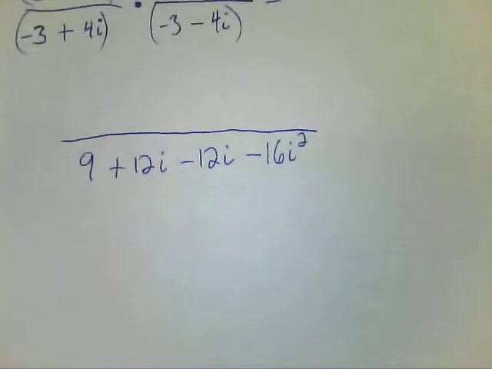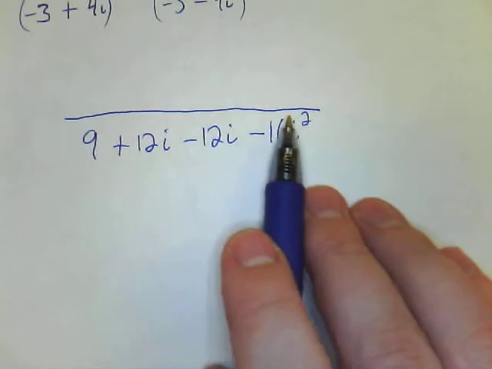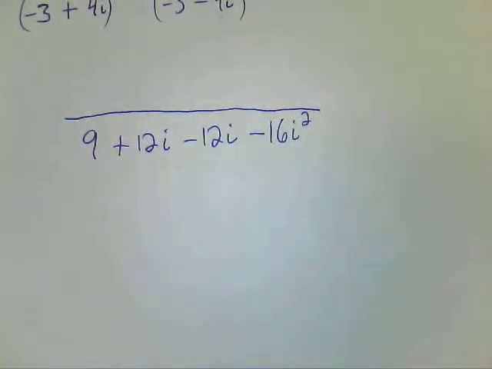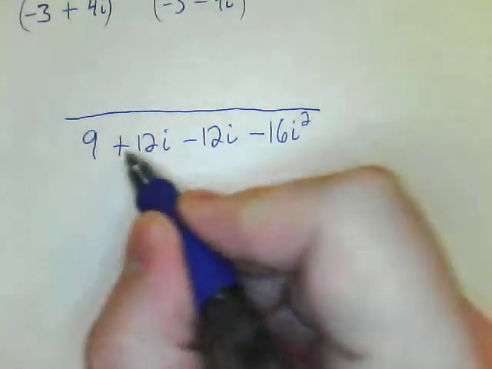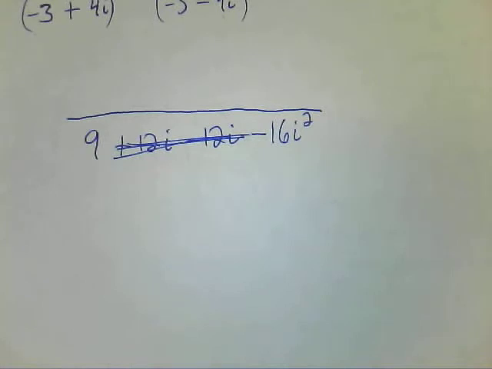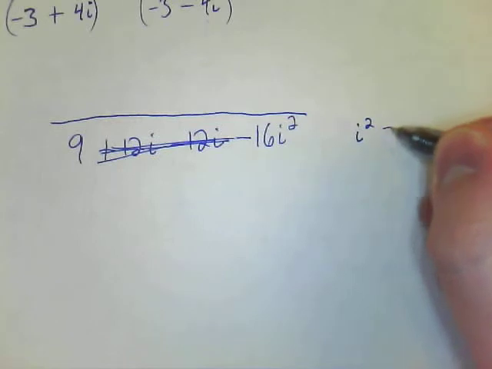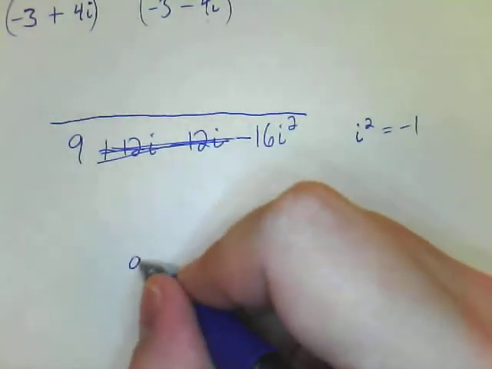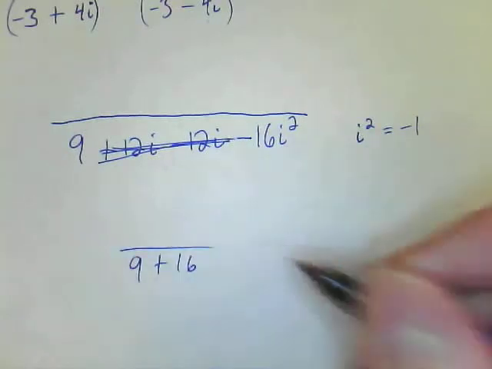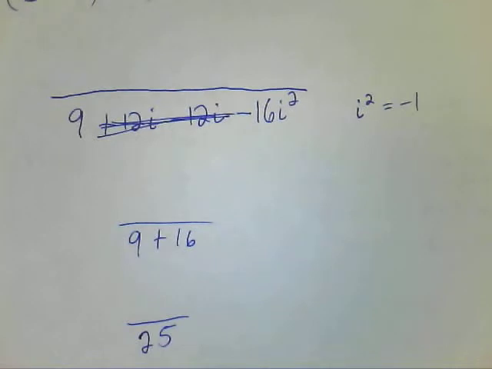Let's simplify this a little bit further. So 9, and there looks at this point like there's no other like terms here, but there actually is. We'll get to that in a minute. But first, let's cancel this out. So positive 12i, negative 12i, those will go away. Now, if we look at this here, this is i squared. So remember that i squared is equal to negative 1. And so if we have negative 16 times i squared, that's really negative 16 times negative 1. So that's really 9 plus 16, which is 25. And so on the bottom of the fraction, we get 25.